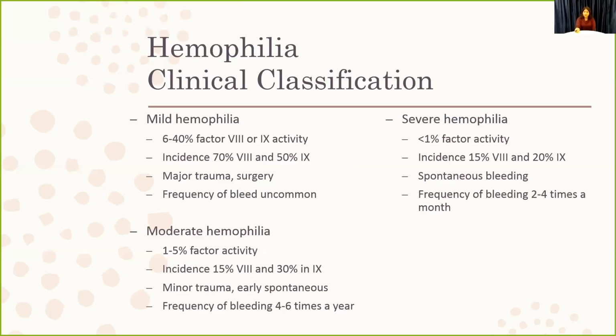Our incidence is 15% for hemophilia A and 20% for hemophilia B. They have spontaneous bleeds, and the frequency of bleeding is 2 to 4 times a month.